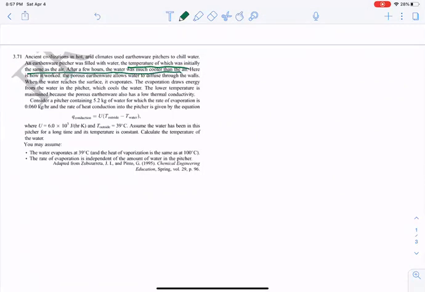So that is a non-steady state process. That is the process of the water cooling. But that's not the process we're analyzing. We're analyzing later on, when the water is already cold, and we just need to balance the heat of conduction in with the heat that water is absorbing by evaporating. And so that is what it says here.